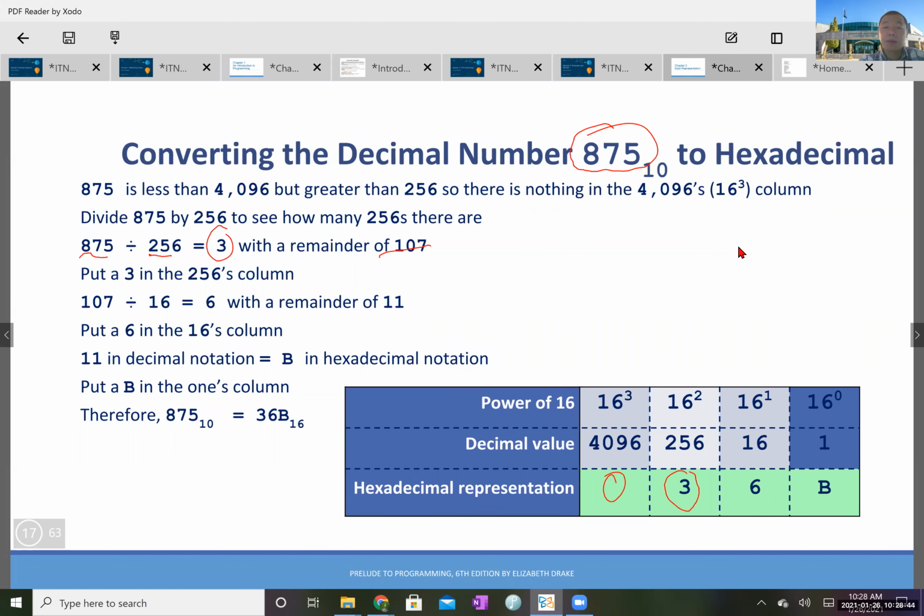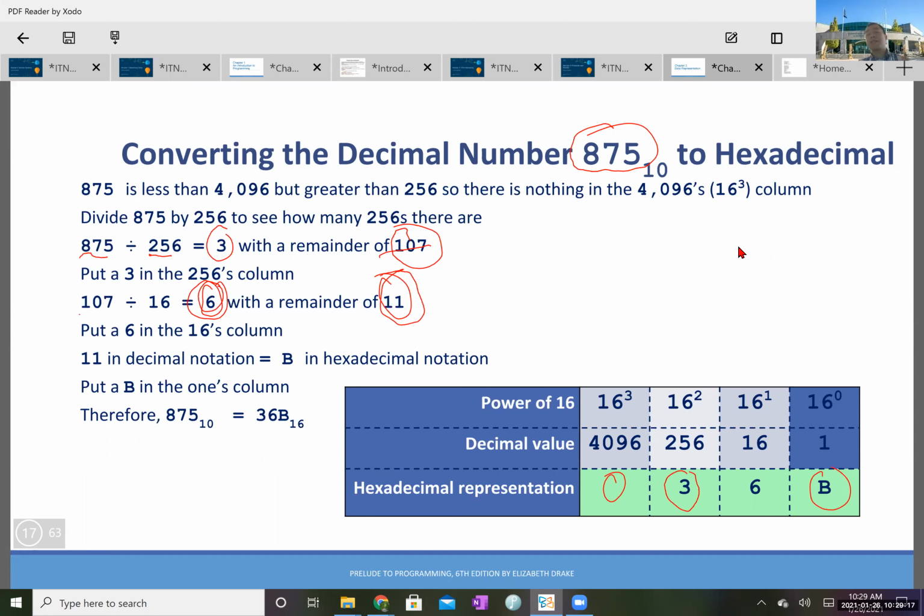So you have this 107 left, and you move to the right, right? So in order to make up for the 16 here, you need 6 of them. You see 107, you divide by 16, you have the 6 and remaining 11 here, right? So we have the 6 of the 16 here. Now you have remaining 11 here. When you convert 11 to hexadecimal, you have the number B. That's why you have B here, right?